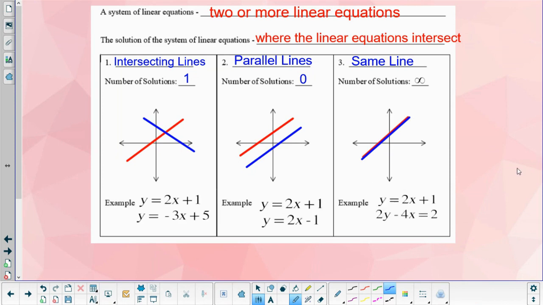So here's what the equations could look like. Now I know right off the bat it doesn't look like they are the same, but if you were to take the second one and solve for y and put it into slope-intercept form, you would get 2x plus 1, which is exactly the same as the first one.